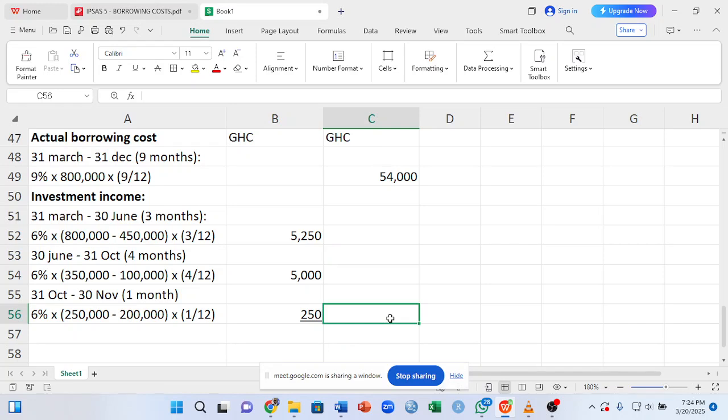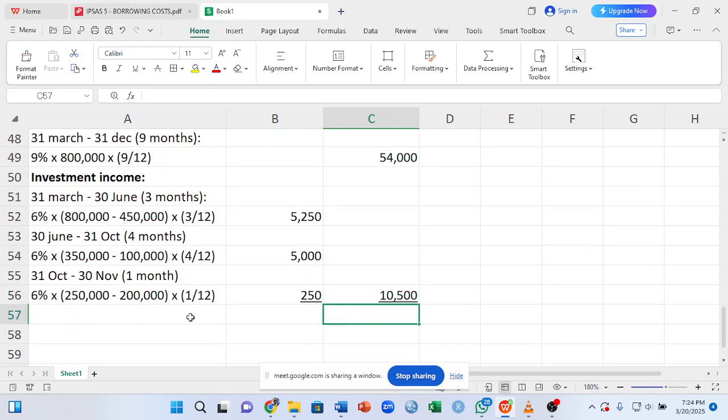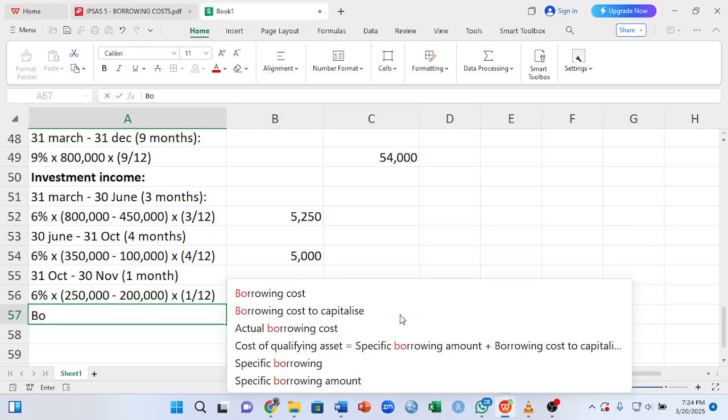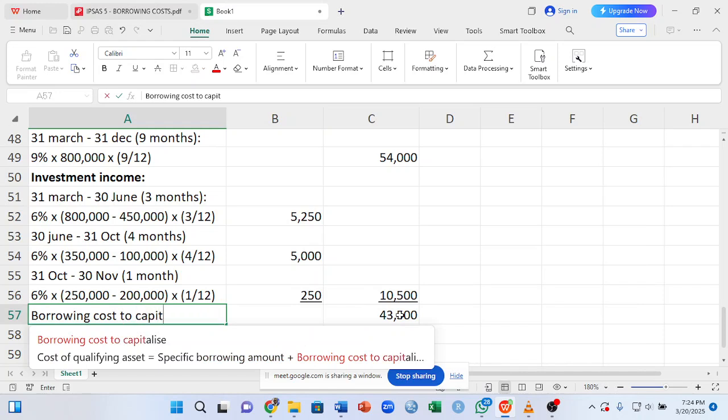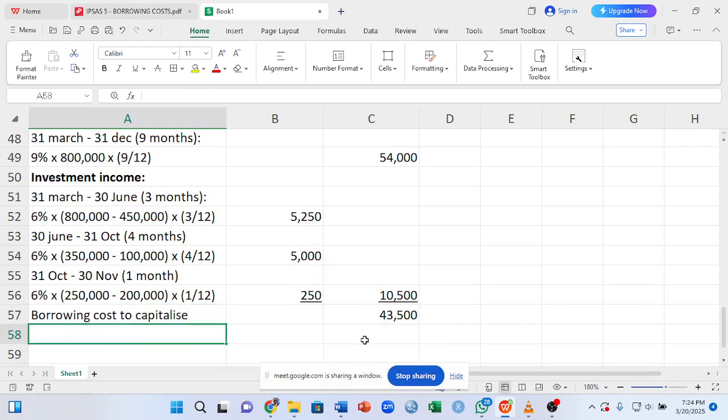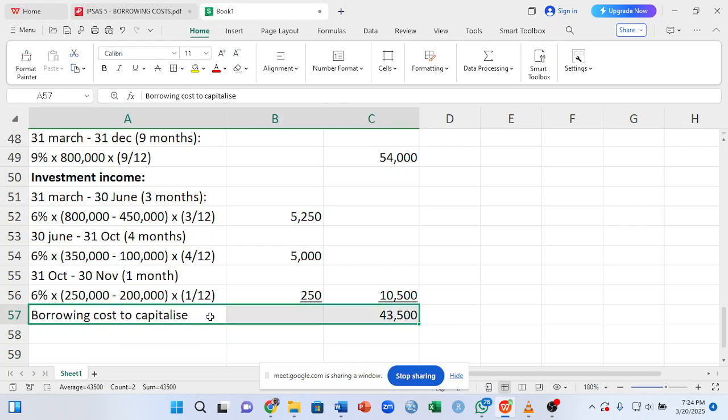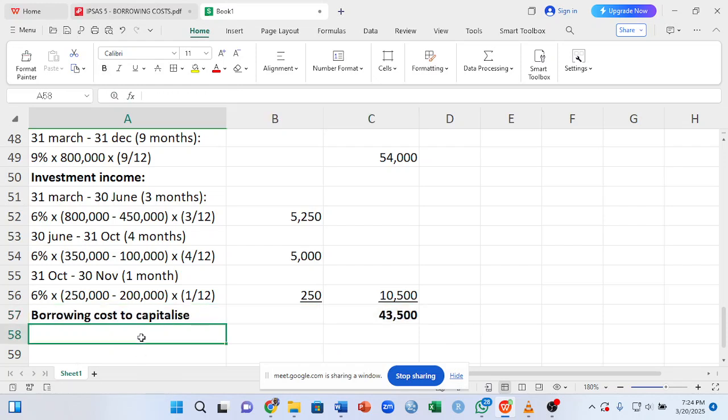So in all, it will be 10,500. So we have to less this 10,500 from the actual borrowing cost. So let's less that. 43,500. So this will be the borrowing cost to capitalize from the specific borrowing. Any question on that?